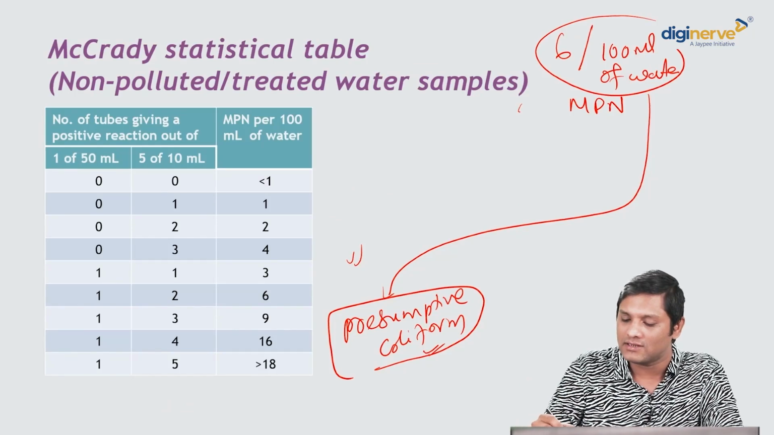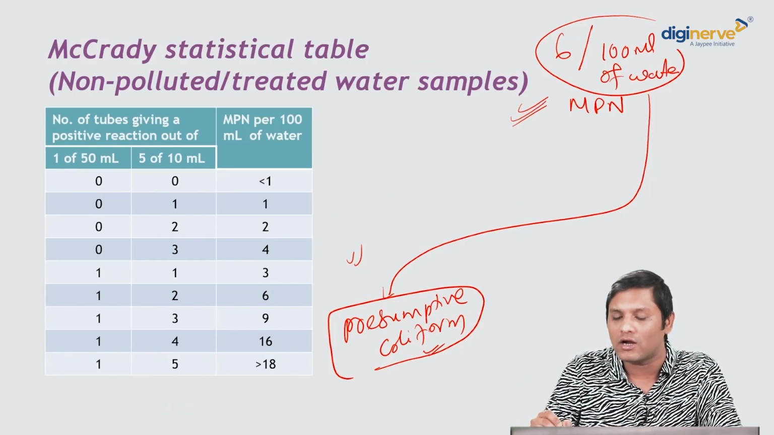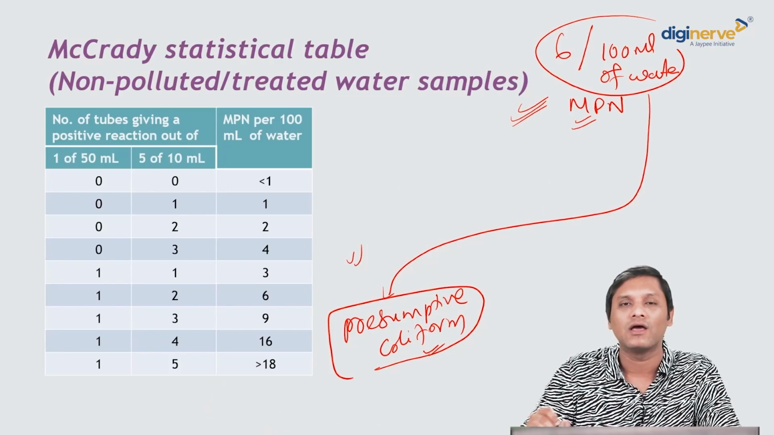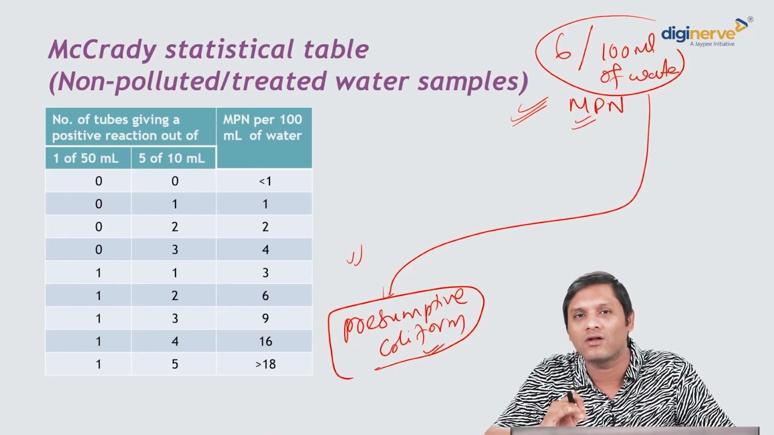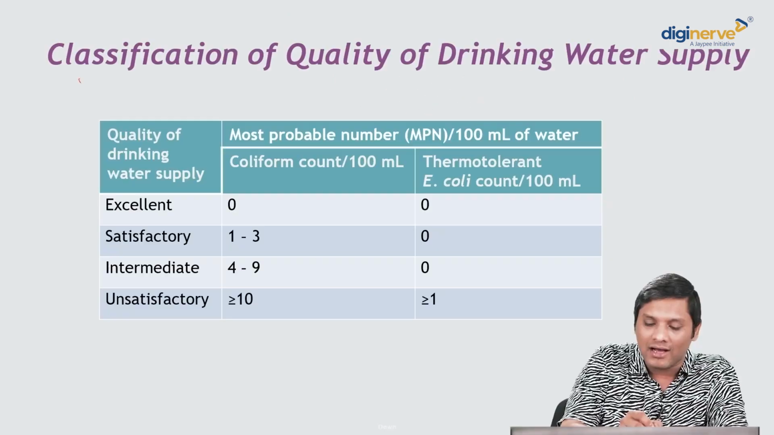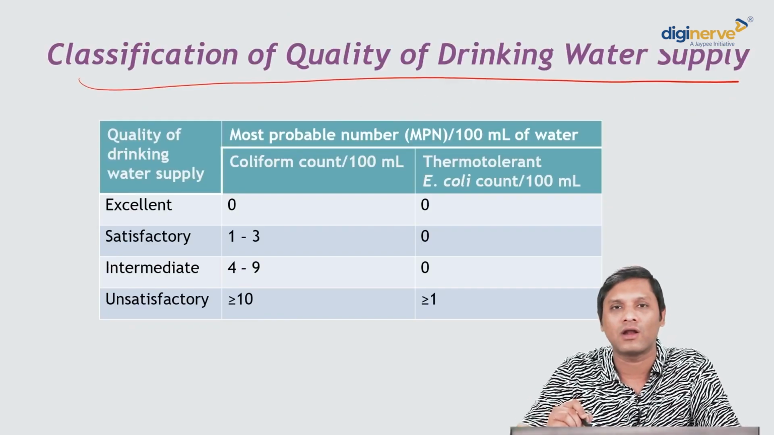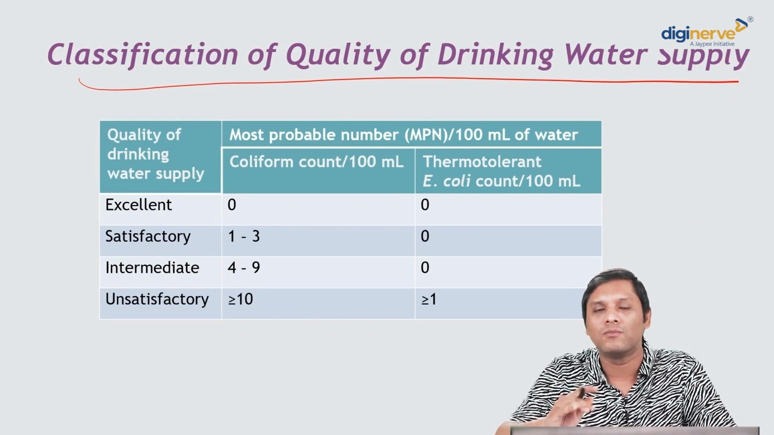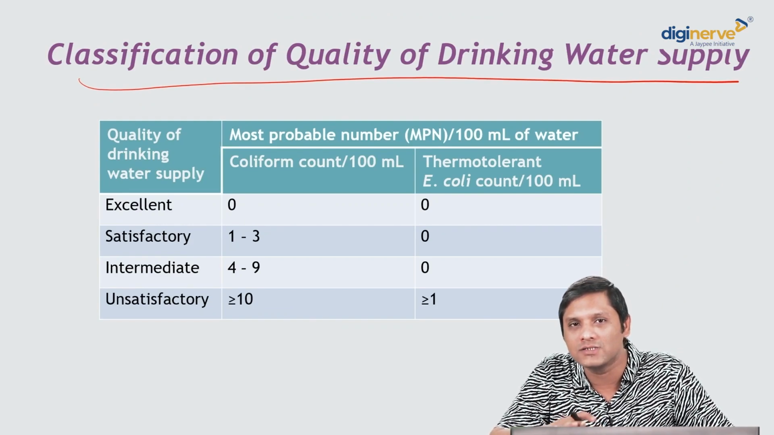Okay, so now how do we know whether the drinking water is of good quality or not? You have seen that you can count the most probable number, but how will you know whether the most probable number of organisms present in the drinking water is significant or not? There is another important table where you can classify the quality of drinking water supply by the most probable number of organisms present.